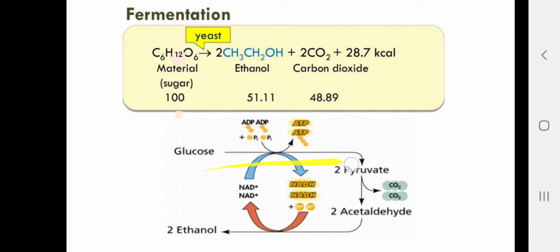Glucose is converted into pyruvate by utilizing the energy obtained from ADP. So ADP gets converted into AMP. Now this pyruvate gets converted into acetaldehyde by the process of decarboxylation. Now this acetaldehyde, then by utilizing the energy from NADH, which gets converted into NAD plus, and in the process the energy is used for production of ethanol.